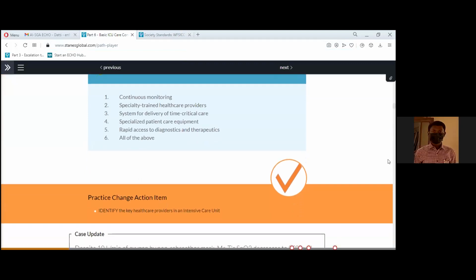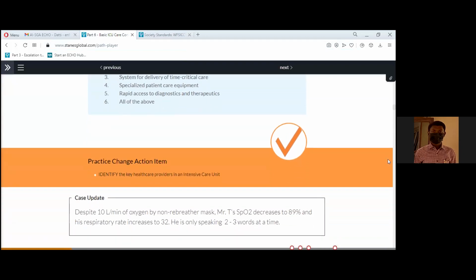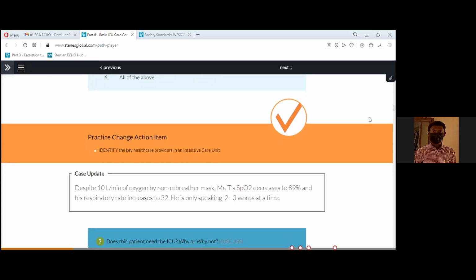So now the next thing is practice change action item. That is to identify the key healthcare providers in an intensive care unit. So we have a case update. Despite the 10 liters per minute of oxygen by non-rebreather mask, Mr. T's SpO2 decreases to 89%. Initially, it had improved to 92%. So now it has decreased to 89%, and his respiratory rate has increased from 30 to 32. He is only speaking 2 to 3 words at a time.